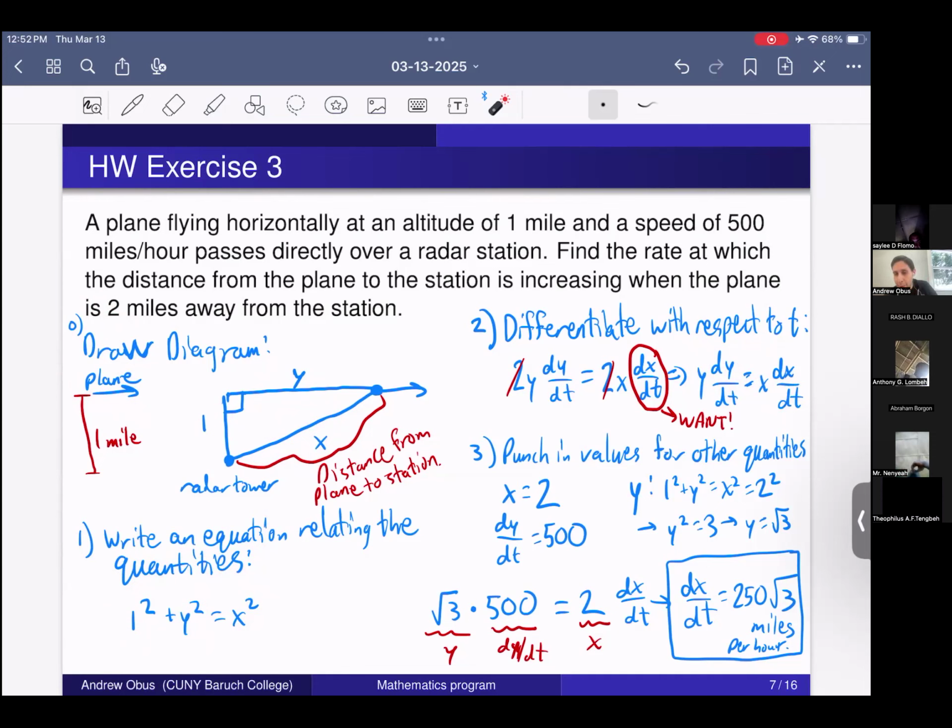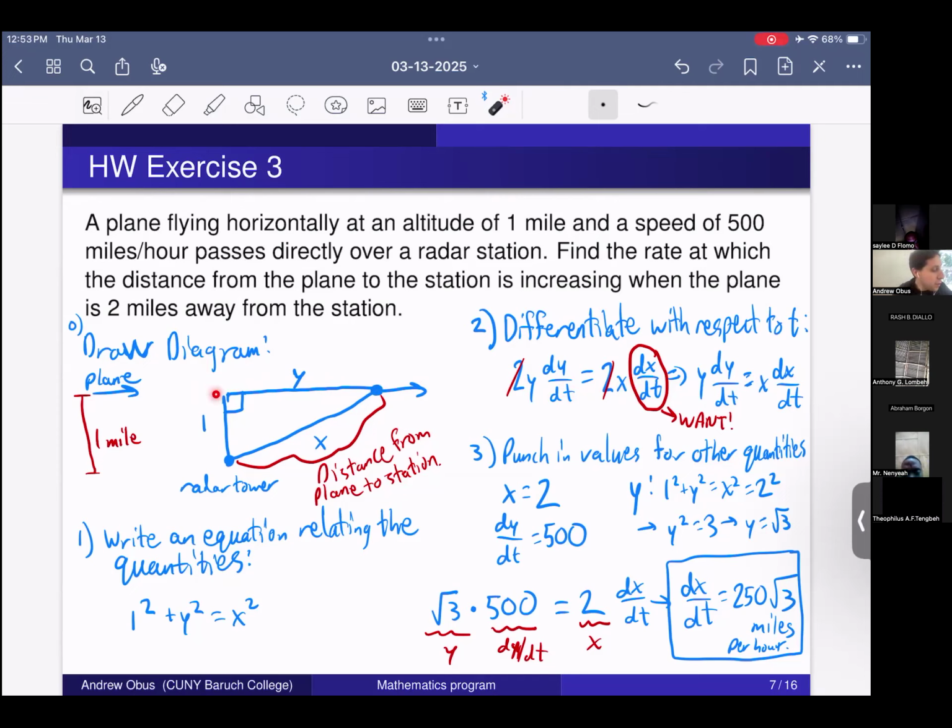Okay, so James has a comment. When the plane is 2 miles away from the station, the rate at which the distance is increasing is still the plane speed, which is 500 miles an hour. So this is not quite right. This is the paradox, right? The horizontal distance is increasing at 500 miles an hour, but the plane is flying 1 mile above the station, 1 mile above the radar tower.